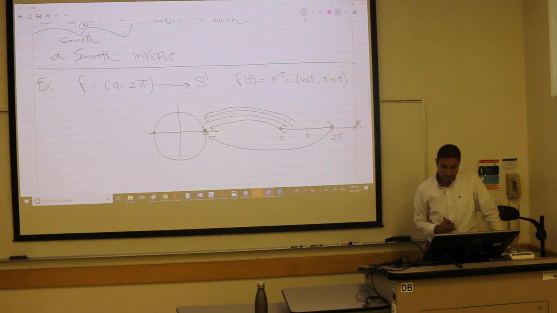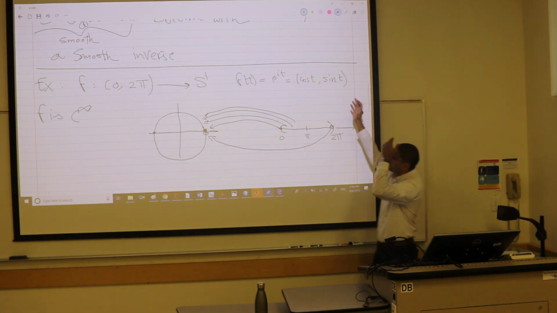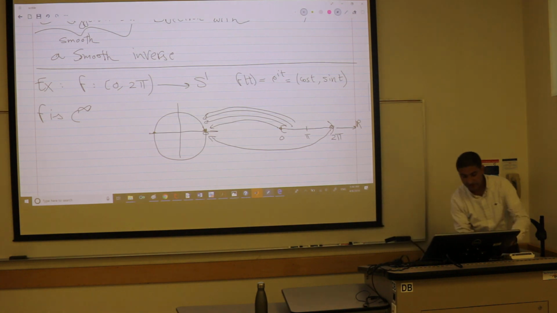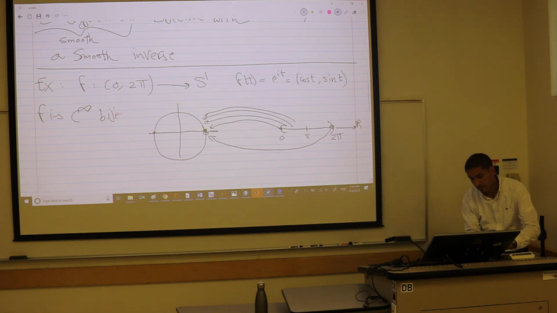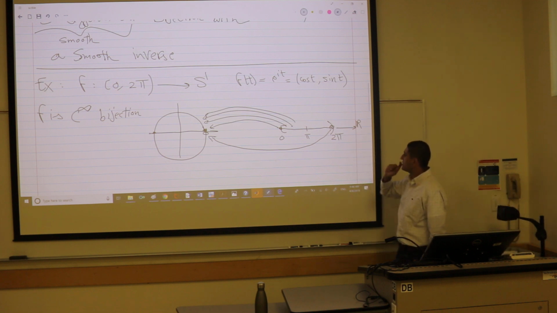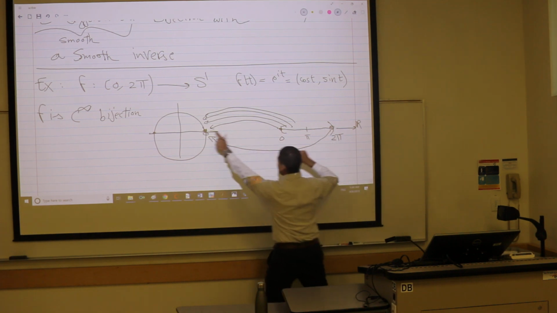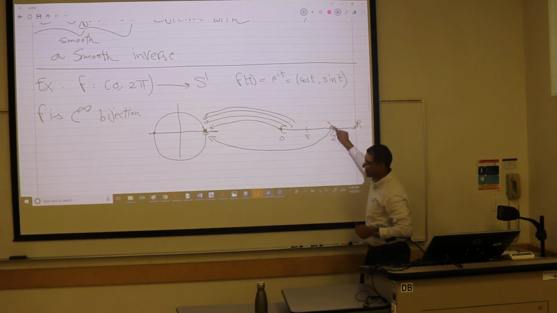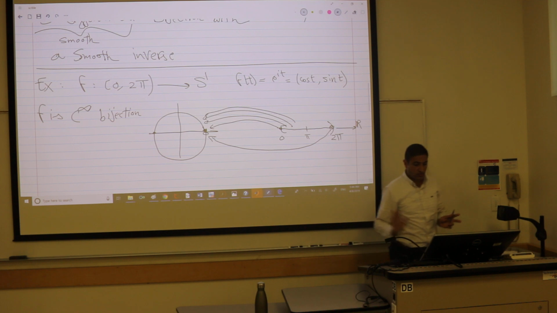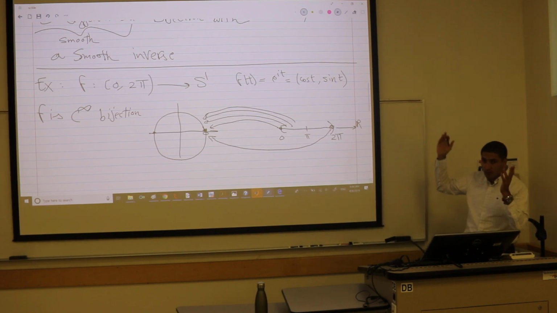So F is smooth, you can differentiate it as many times as you like, and it's actually a bijection, right? Because every point maps to exactly one point. There was a possibility that these two points map to the same point, but this is why we excluded it, right? So F is a bijection, one-to-one and onto is okay. F is smooth.